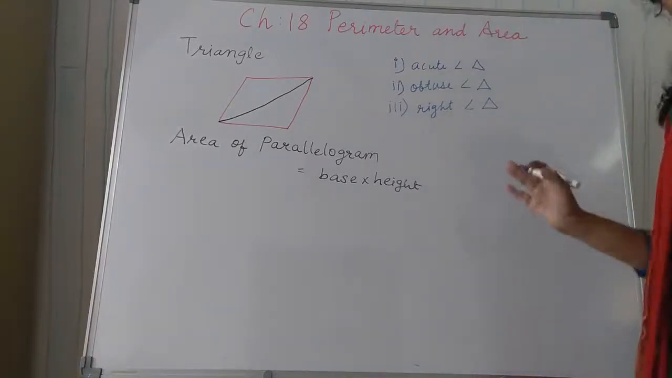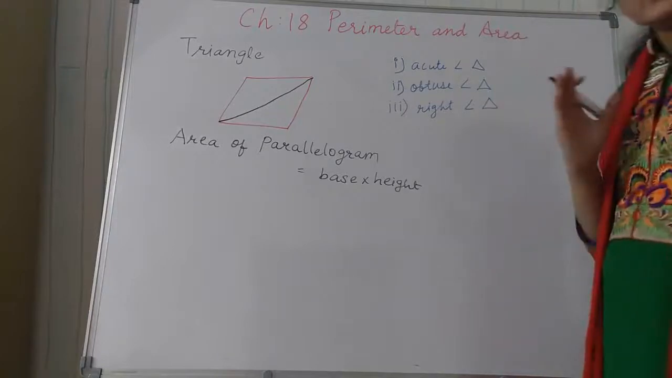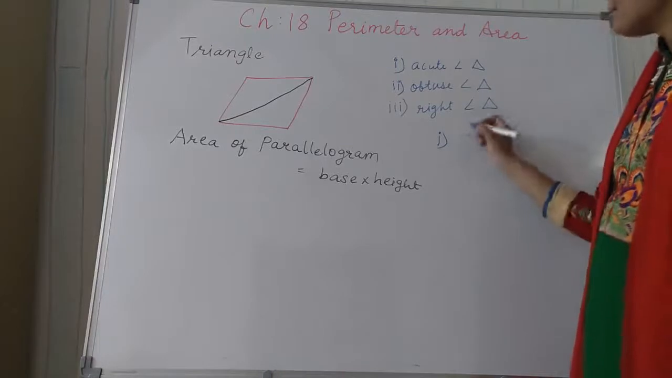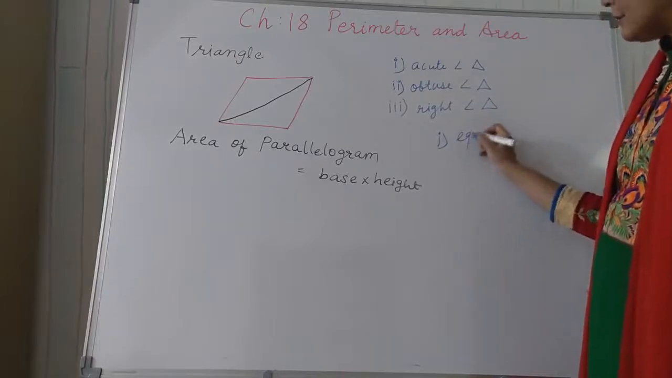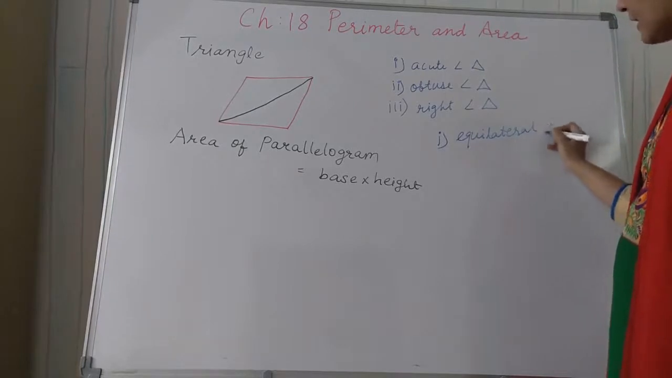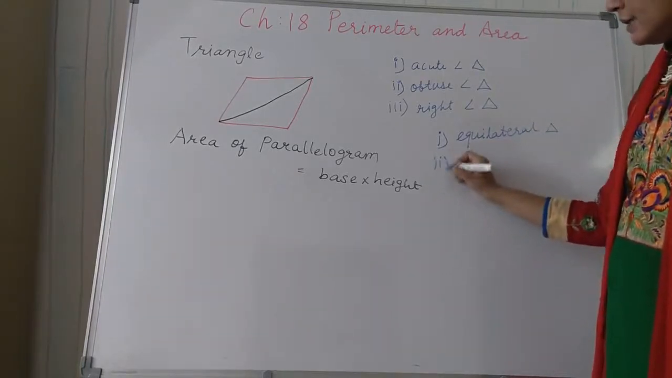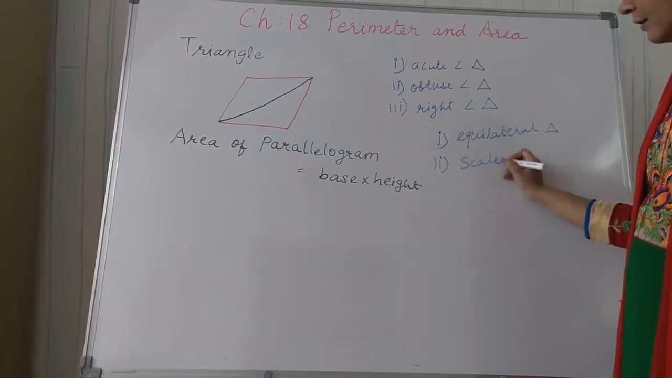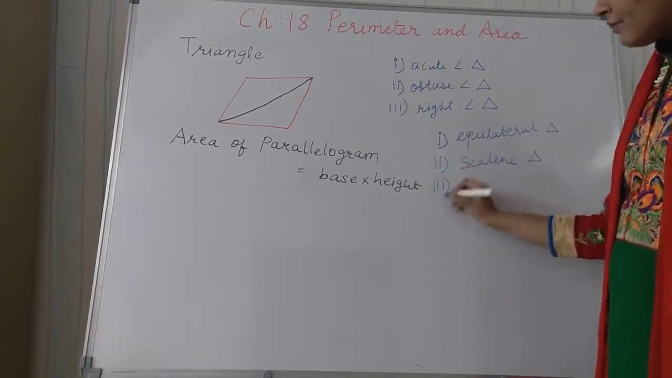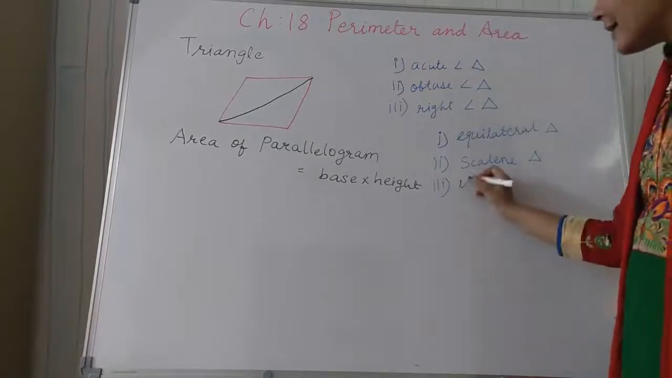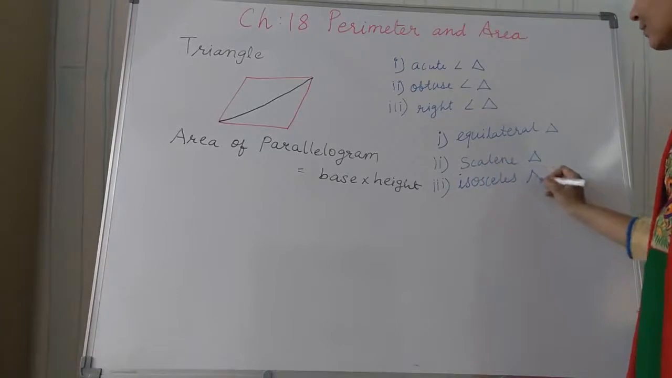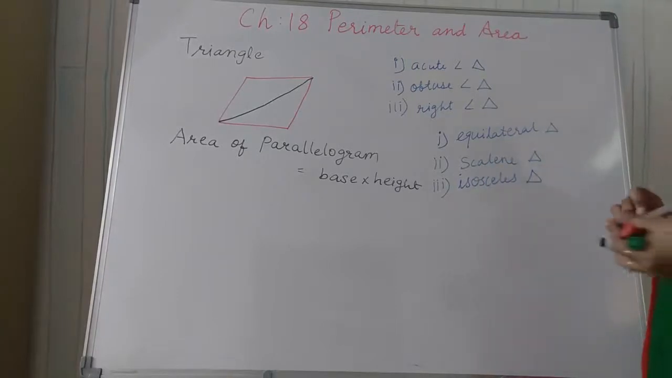Now let us study its sides. According to its sides also there are 3 types. First is equilateral triangle. Second is scalene triangle. And the third is, which one is it? Isosceles triangle. Yes. So students, these are the different types of triangle.